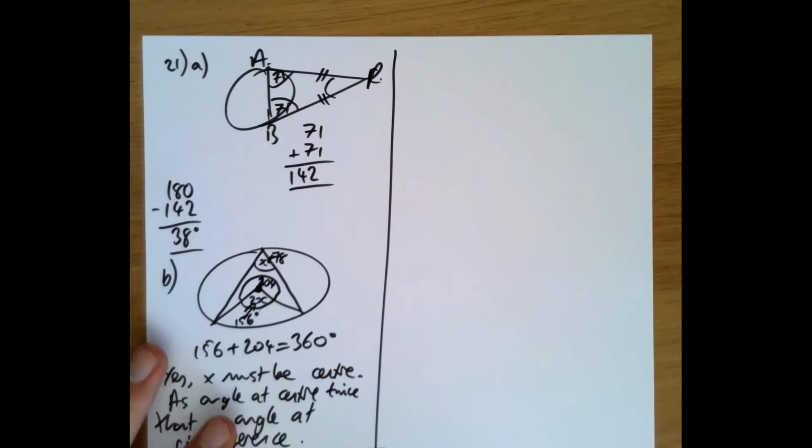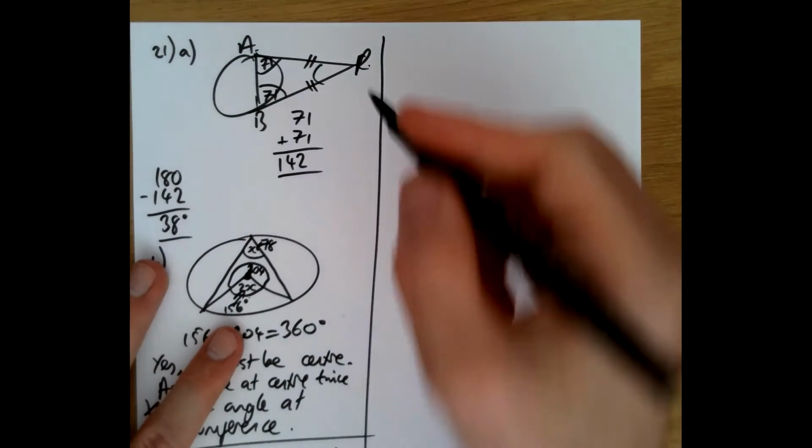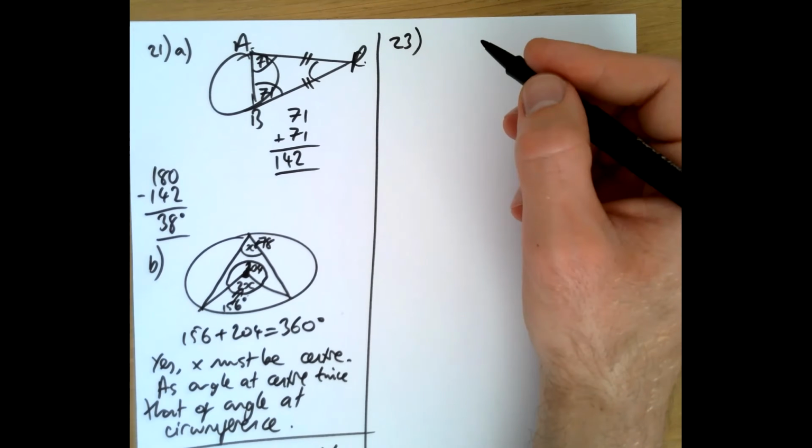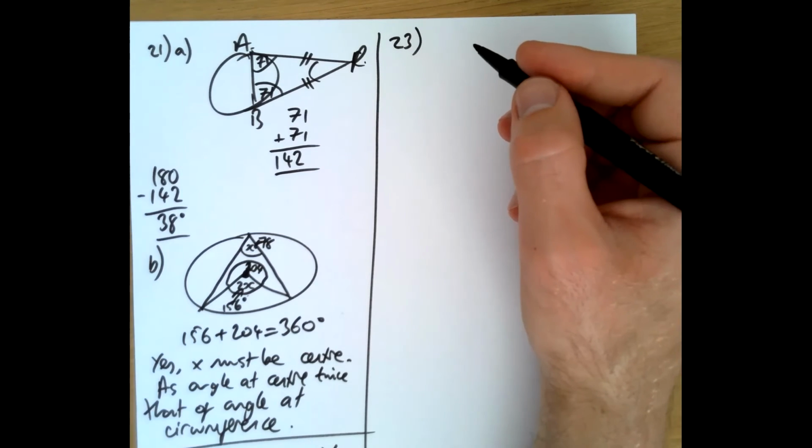Question 23, vectors. Nice, and I was going to say easy. Sometimes they're quite difficult, but if you just follow a process, you should hopefully find them okay.